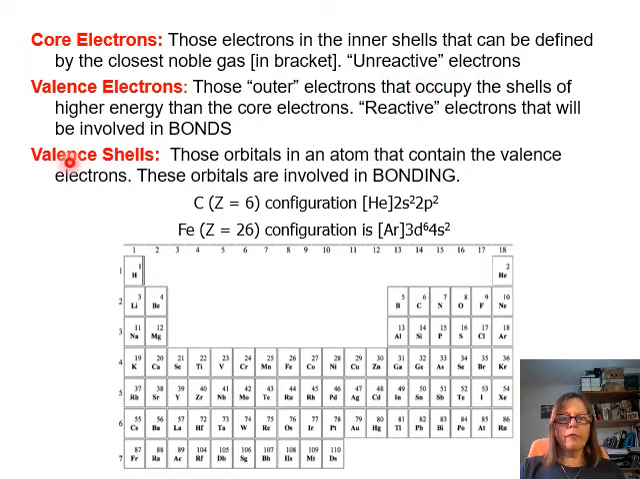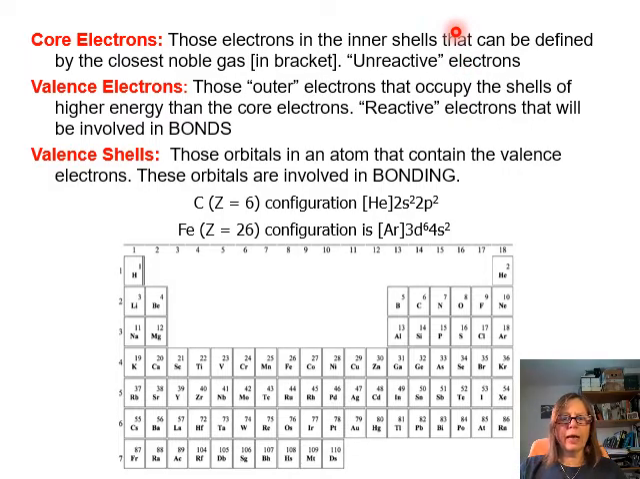Then we have the valence electrons. Those are the outer electrons in the most outer shell. Recall that those are also the electrons of higher energy. These are the electrons that will be reactive and will be involved in making bonds. These electrons are contained in what we will now call the valence shells. Thus, you should now realize that the orbitals involved in the valence shells will be involved in the bonding process.